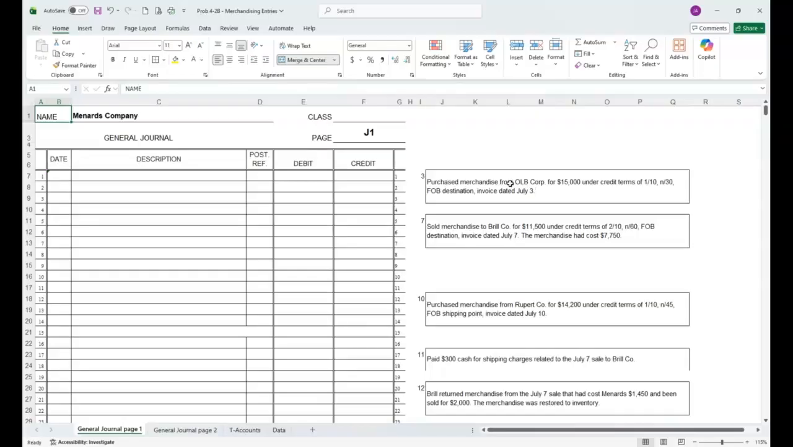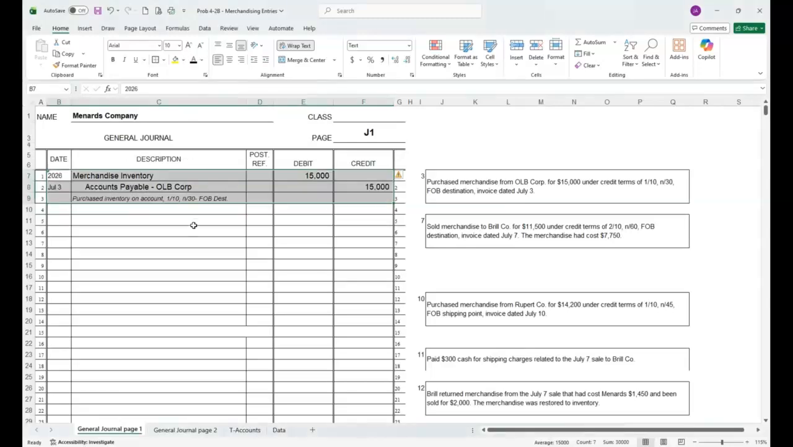We're purchasing it on the 3rd with terms of 1/10 and n/30. So if we pay for it by the 13th, 10 days later, we should get a 1% discount. Here would be the journal entry: debiting merchandise inventory, an asset, increasing that, crediting accounts payable for OLB Corp, a liability, increasing that.